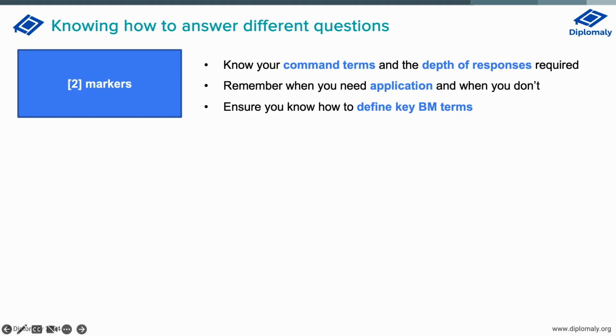The first are 2 markers. If you aim to score a level 7, you should be consistently getting 2 out of 2 on these questions. The key things to note here are, first, understand what the different command terms mean and how that impacts the way you respond to the question.